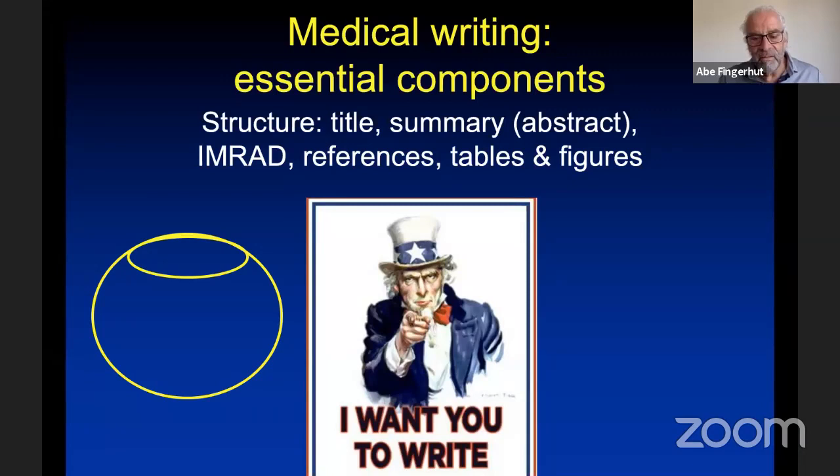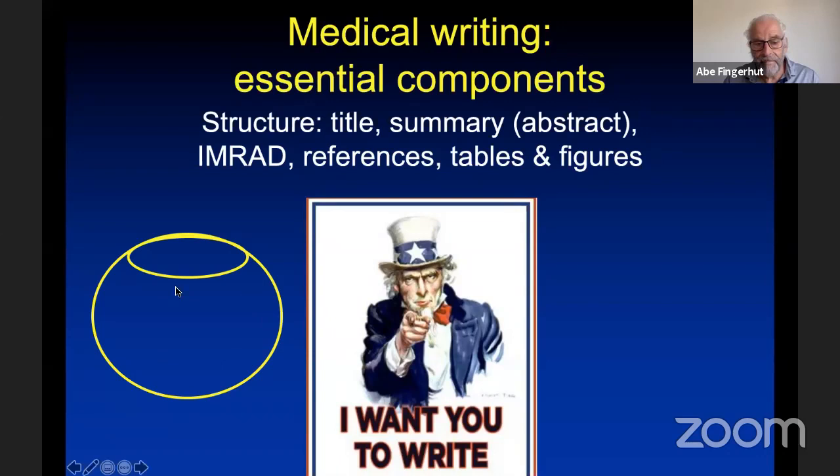We've looked at the style. I'm going to talk about the structure. The structure of a scientific paper, everybody knows more or less what it is. There's a title, there's a summary, sometimes called an abstract. The two words are interchangeable. And then we have what we call the IMRAD structure: I for introduction, M for material and methods, R for results, A for and, D for discussion. To that we add a list of references, sometimes tables, sometimes figures.